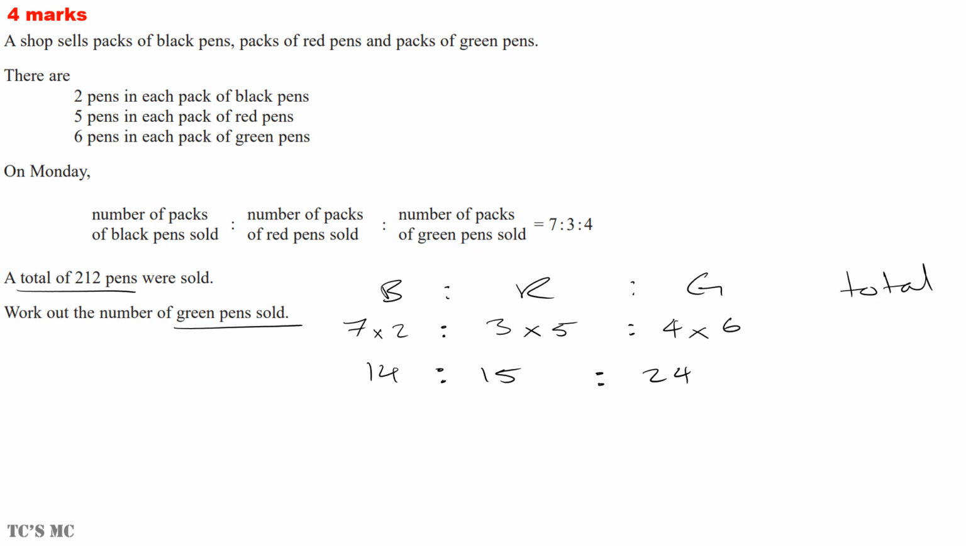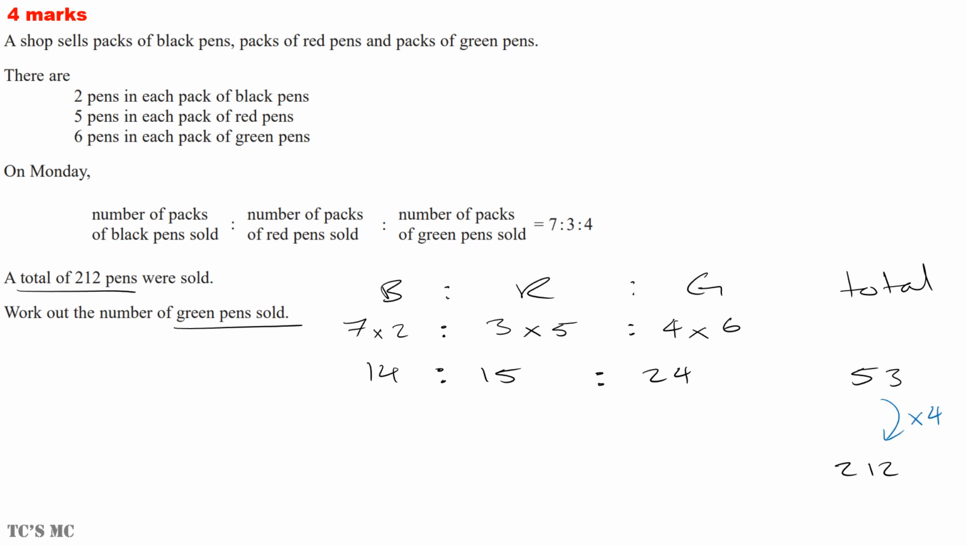And that's in total. So the black pens to red pens to green pens is 14 to 15 to 24. If I add that up, I get 53. You can just do that calculation on the side somewhere using column addition, that's fine. That's the total shares I've got at the moment, but remember our total is actually 212. Now I need to work out 53 times what is 212, and repeated addition will get you that, and I've worked out it's multiplied by 4.